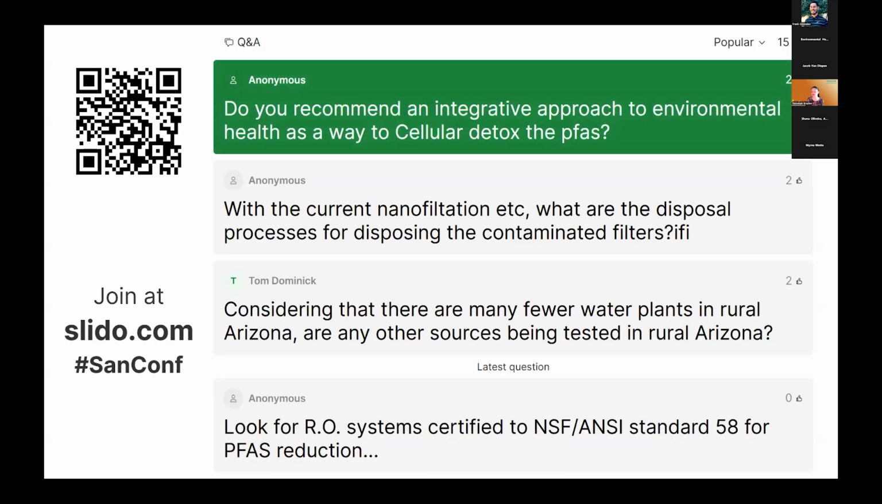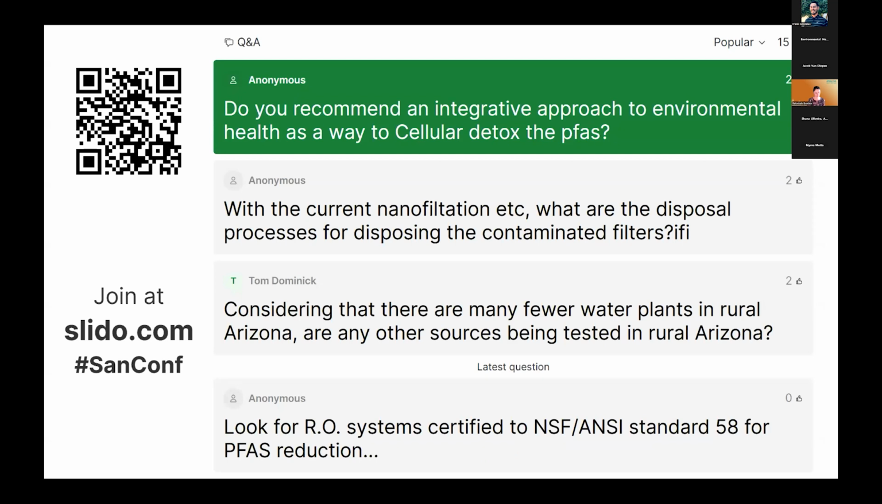Our next question. Do you recommend an integrative approach to environmental health as a way to cellular detox the PFAS? I'm sure I do. I'm not sure what it is though. On the one hand, what I deal with would be the exposure. Humans are exposed through the water, maybe through the air and other things, and certainly the food they eat. So things we do would be addressing the issue of minimizing exposure.